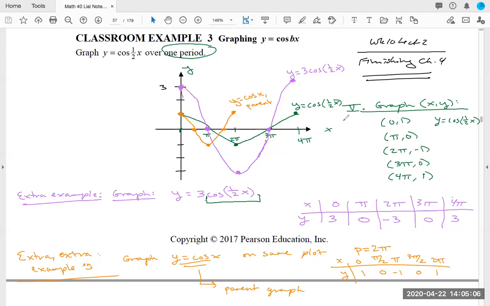So note what happens here from the cosine x graph to the cosine 1/2 x graph. We've actually taken our parent graph and stretched it by a factor of 2. Okay, stretched by a factor of 2. Now, when we took this particular graph and then multiplied it by 3, we vertically stretched by a factor of 3.